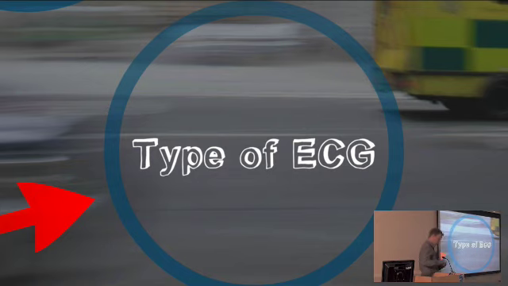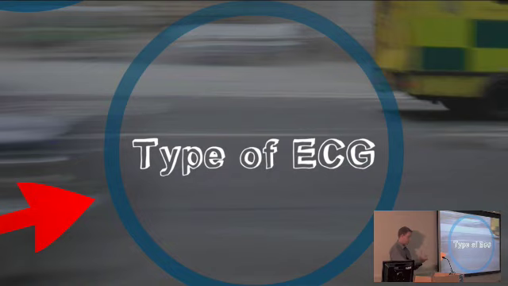So we would do V4 to 6 on the right, RV4, RV5, and RV6, in the same place as you do V4 to 6 on the left, but on the right side. They're called your right ventricular leads. And again, you'd be looking for ST elevation to pick up a right-sided infarction. So that's the type of ECG.